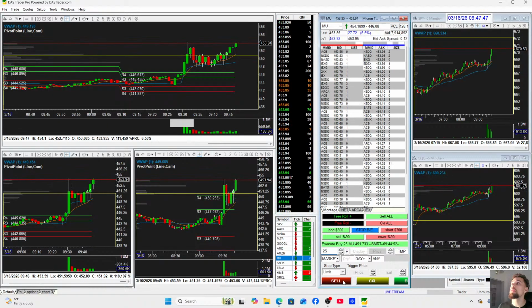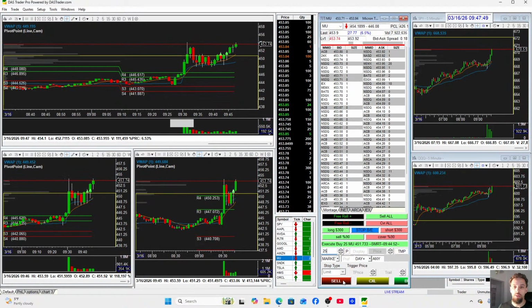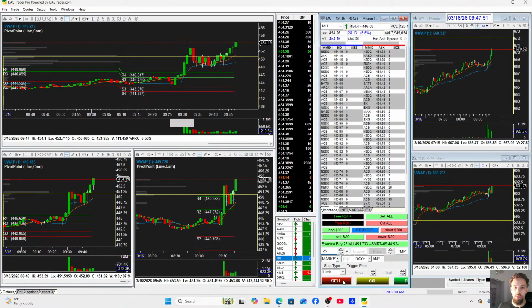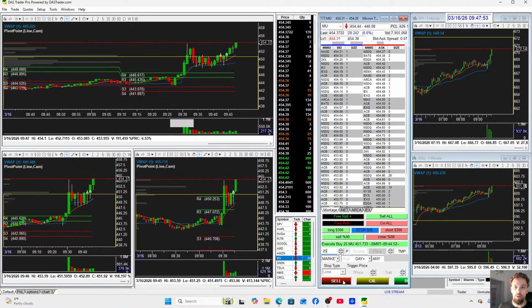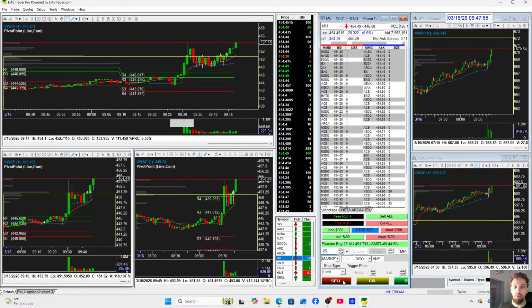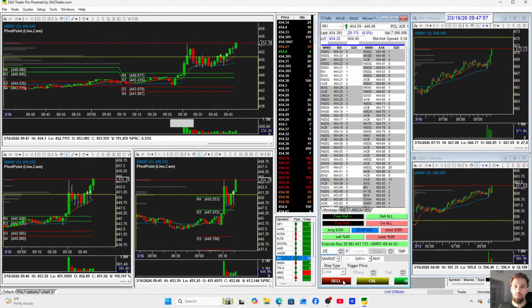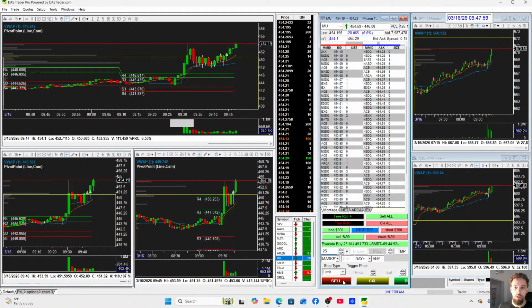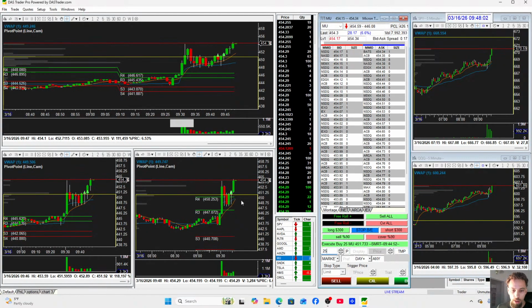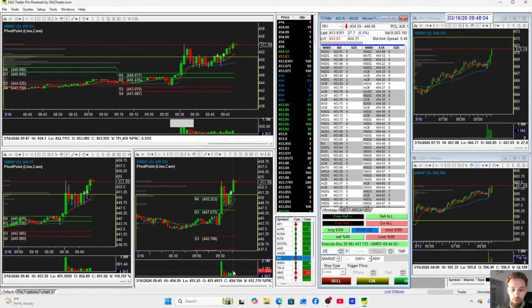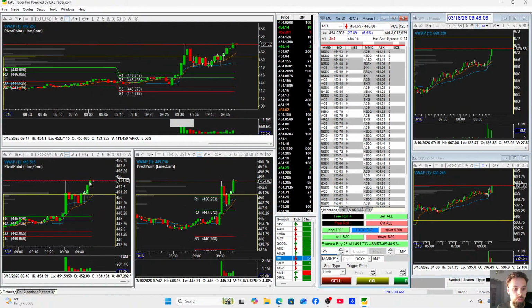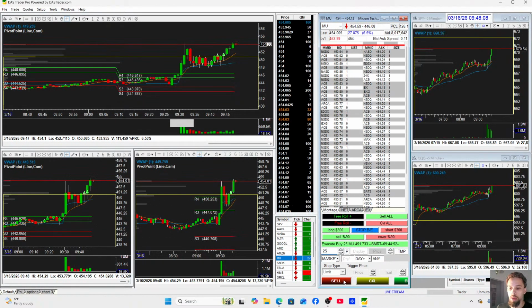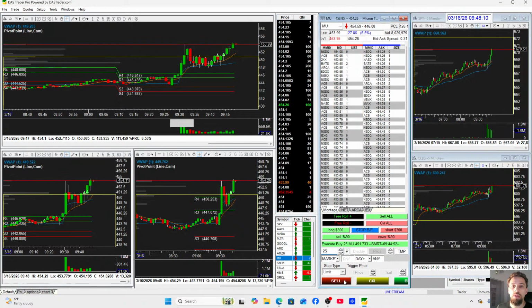Can it squeeze through there? 455. Look at that, boom. Okay, squeeze out those shorts. Can we push up from here? Look at that 3-minute candle, big green candle. Volume's increasing. That's really nice for me. 2-minute looks wonderful. 455, here we come.